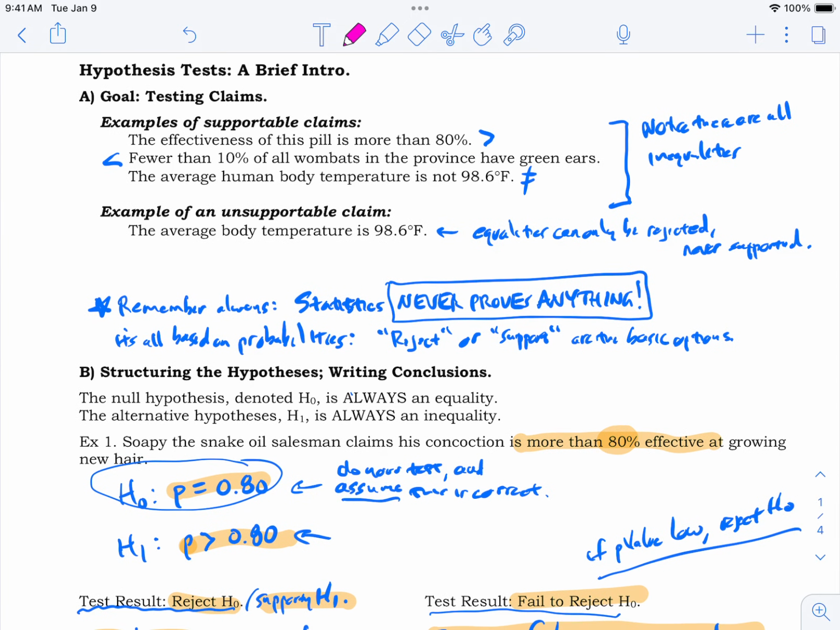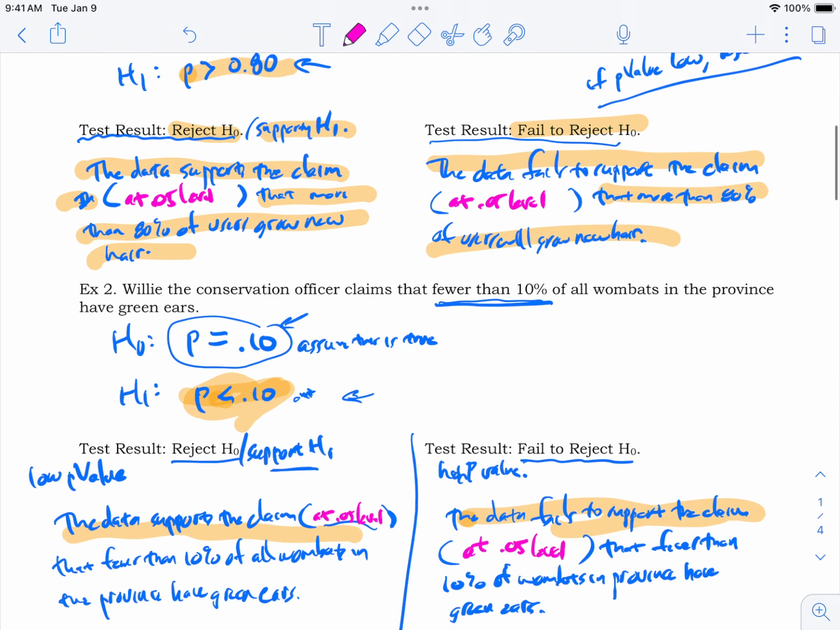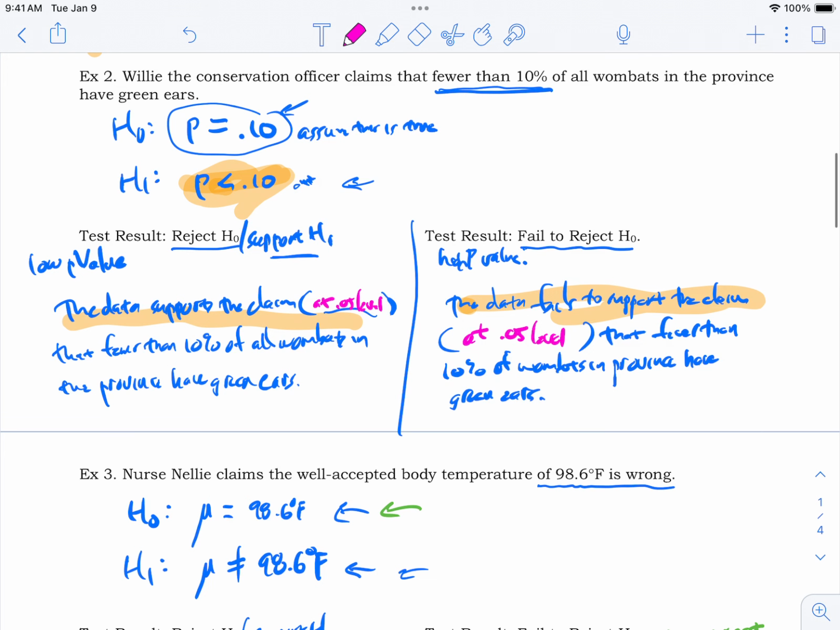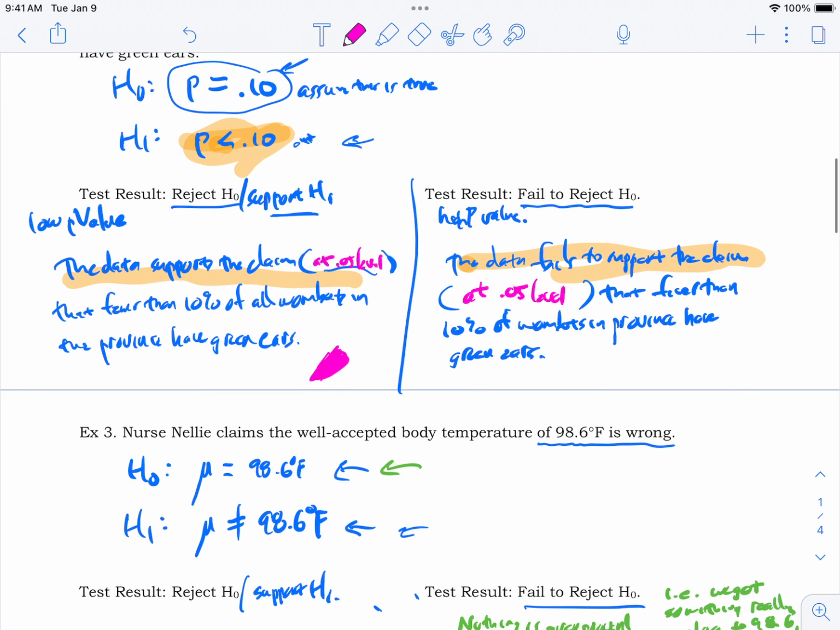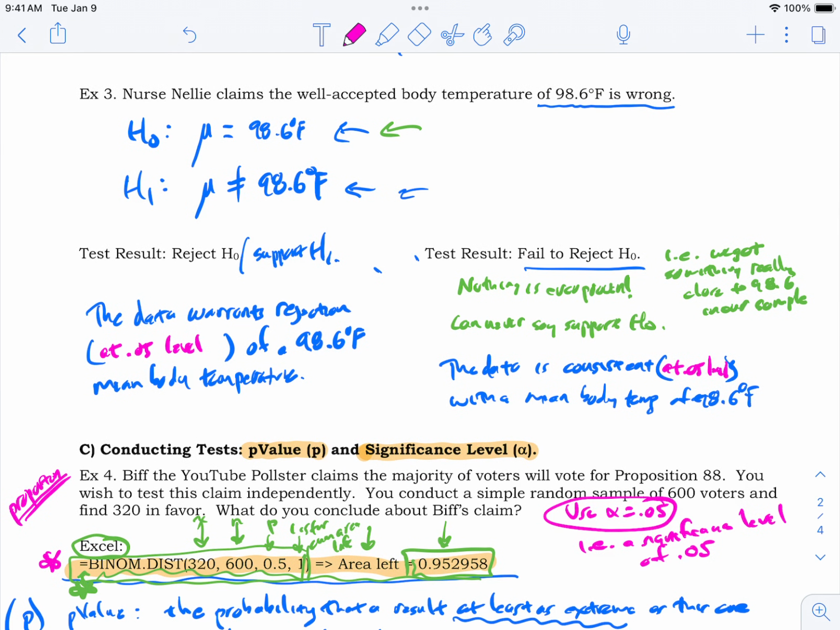But be able to take a claim, structure the null and alternative hypothesis, and figure out p-values. We'll do more of that later. But then, most importantly, given the p-value and given the significance level alpha, if p is less than alpha, you will reject the H0, support the H1. Be able to write these sentences. If you fail to reject H0, be able to write these sentences. Please write sentences. And then we've got these two special ones too. Warrants rejection, consistent with.